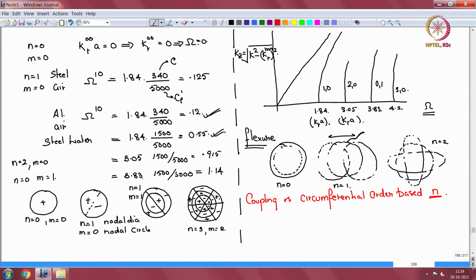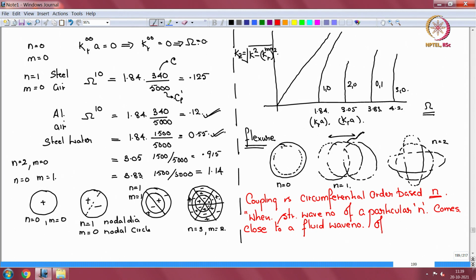Okay. So that means when the structural wave number of a particular n comes close to or crosses a fluid wave number of the same n, same circumferential order, then coupling is good.